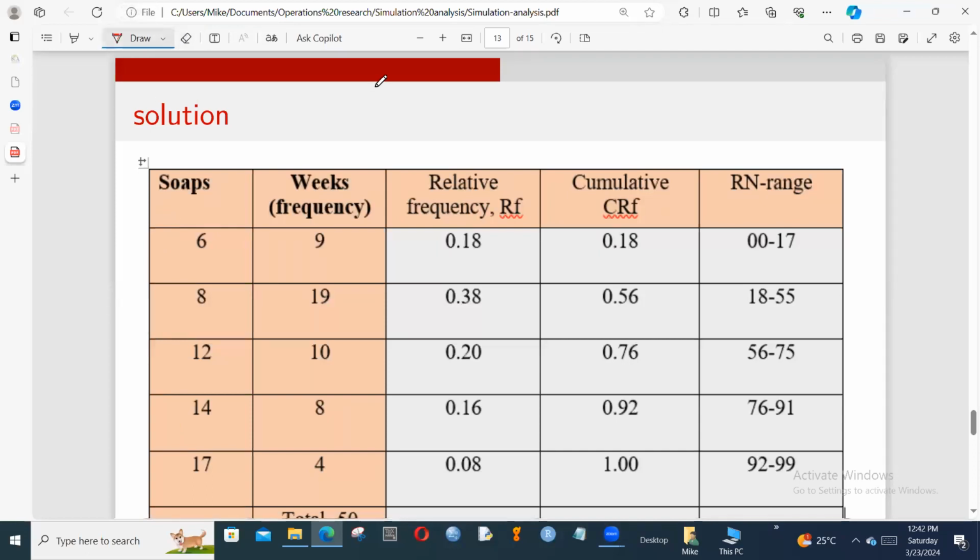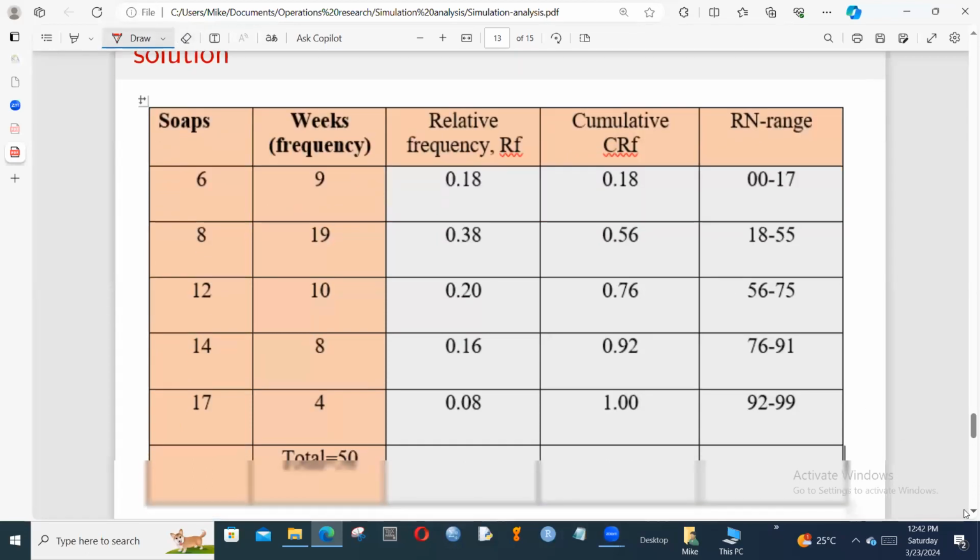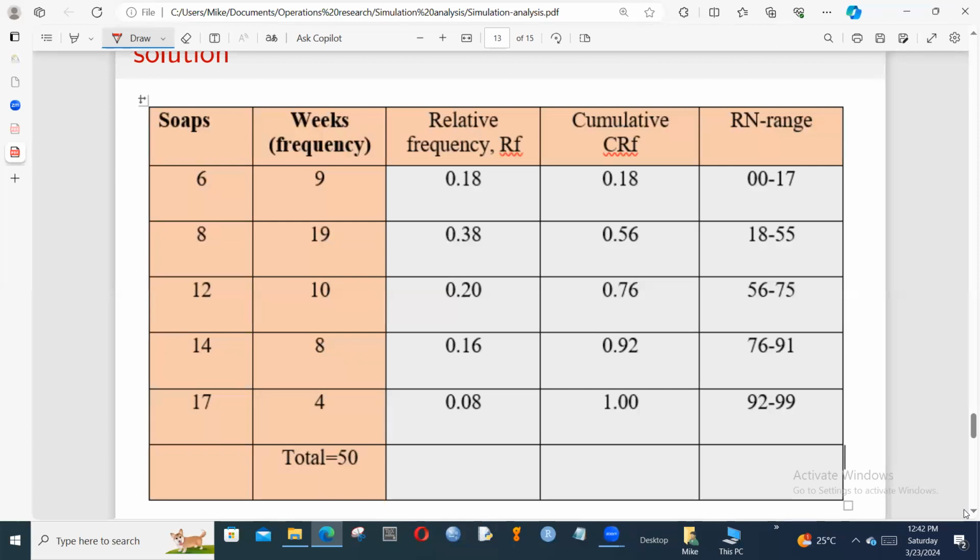So we are seeing like, we have said that 6 soaps have been bought for 9 weeks. So this is a frequency. 8 have been bought for 19 weeks. So this becomes a frequency which we add gives us 50.